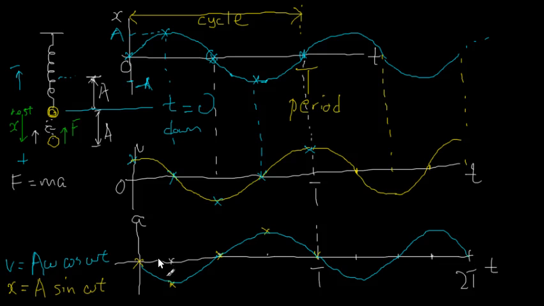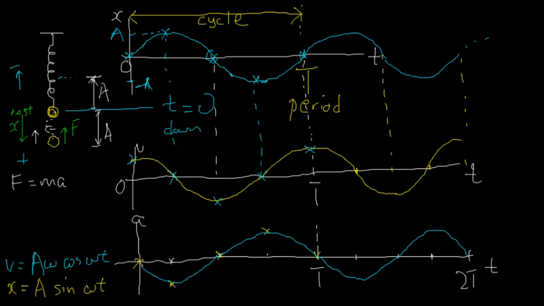Now, if you look at this, and if you compare with the graph for the displacement, you see that they look very similar, except that the graph for the acceleration looks like it's flipped upside down with respect to x. You see, whereas this peak is up, that peak is down.